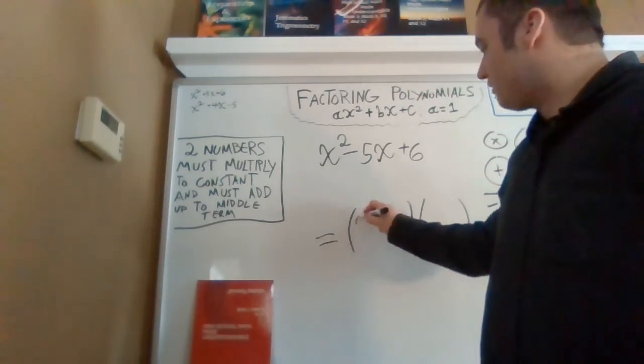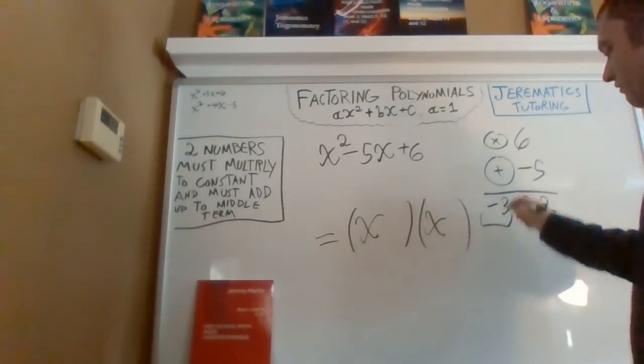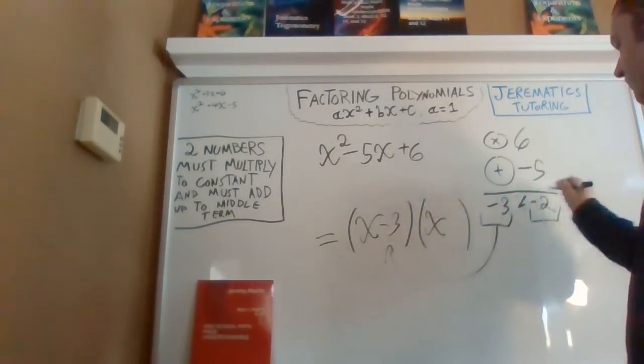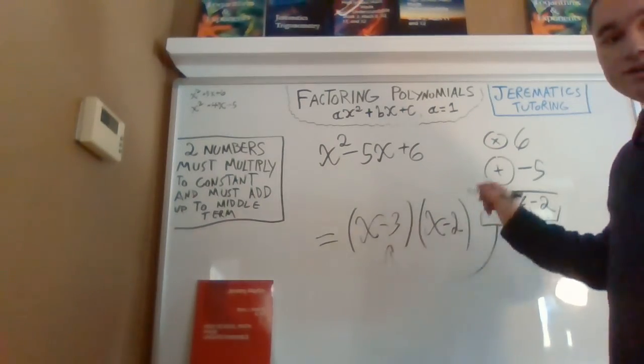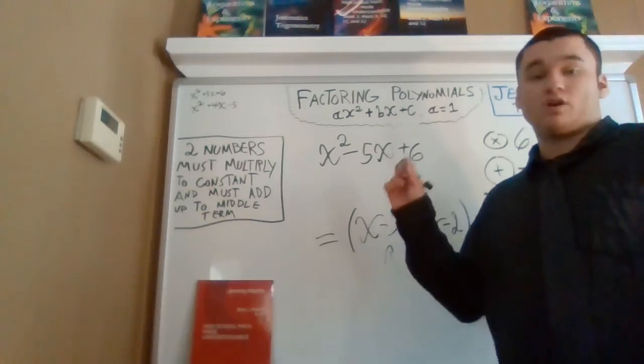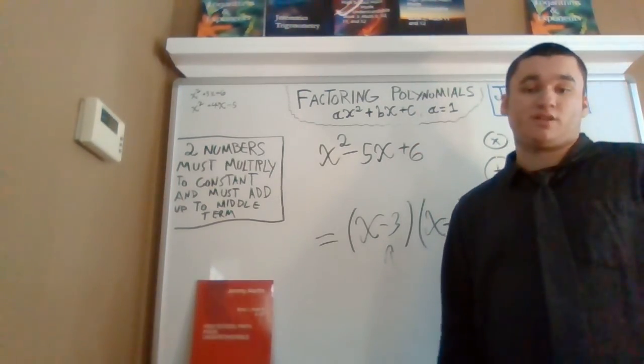and we put x in both of them. We grab our negative 3 over here, and since it's a negative 3, we put negative 3 inside the brackets. And since we have a negative 2 over here, we put a negative 2 inside our brackets. And that's how we factor polynomials of a standard form where a is equal to 1 in the form ax squared plus bx plus c.